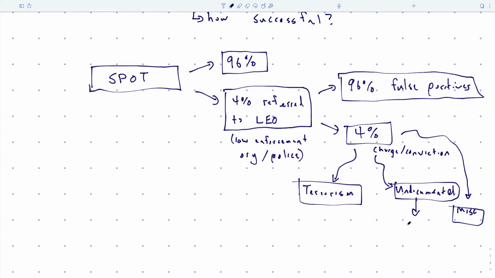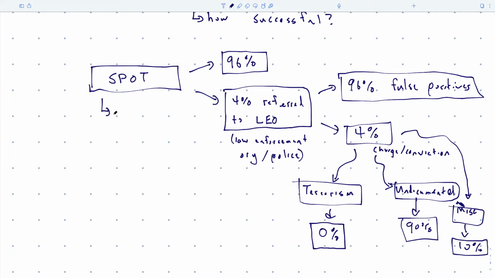All right, so the undocumented accounted for 90% of this 4% of the 4% of the people. Miscellaneous was 10%. And if you're doing your math in your head right, terrorism was 0%. So they didn't catch a single terrorist using this program. So anyway, I think we can say it was unsuccessful at its original purpose.